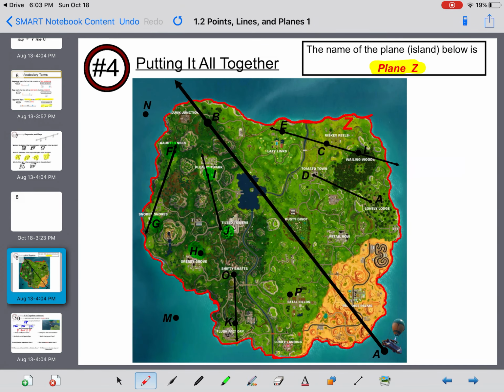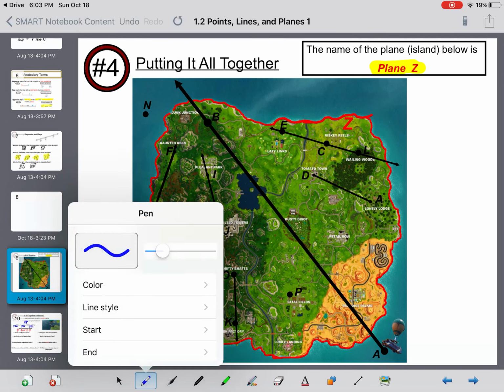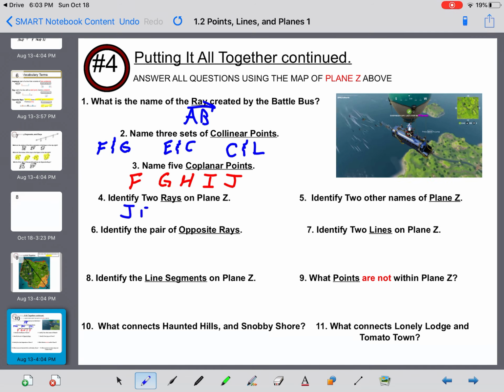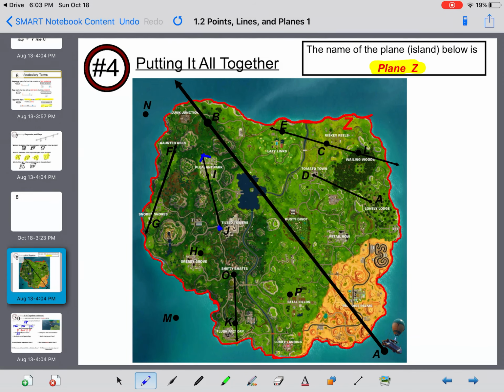Identify 2 rays on plane Z. Remember, rays have an endpoint and they trend in one direction, and one direction only. The first ray that I see, and this is a little visually better on your worksheet, is point J extending all the way through point I, and it has an arrow on the end. So ray JI is the first one I see, JI with an arrow above it. I'm going to look for another ray, and the next ray that I see is a point at O with a line extending through K and an arrow. So ray OK.